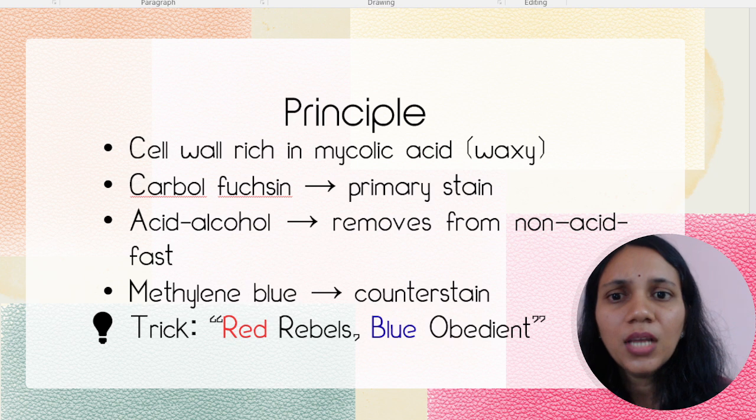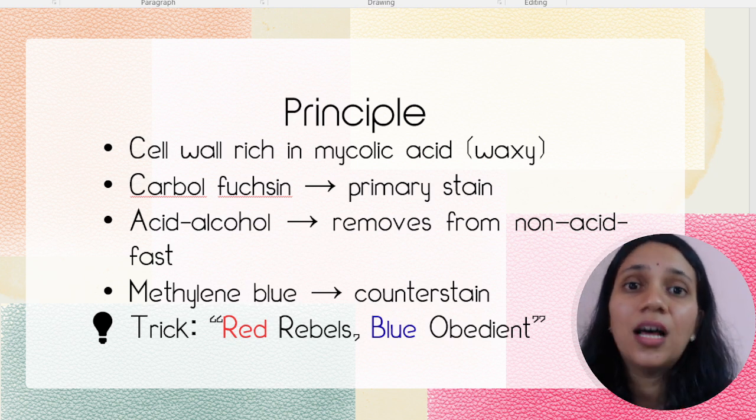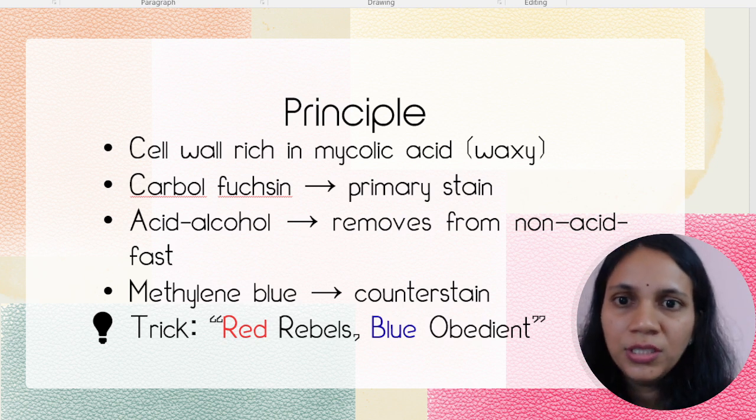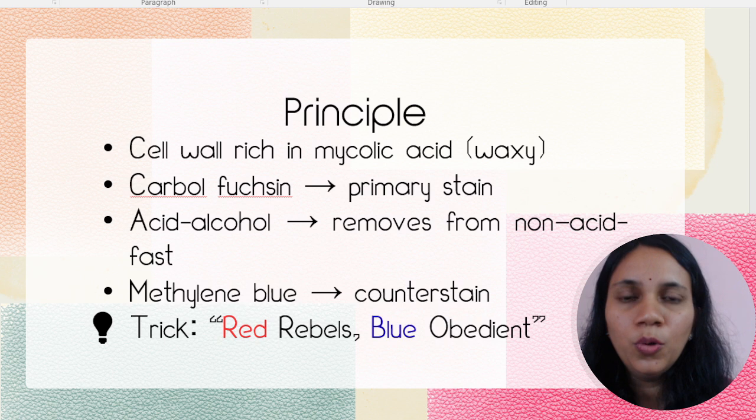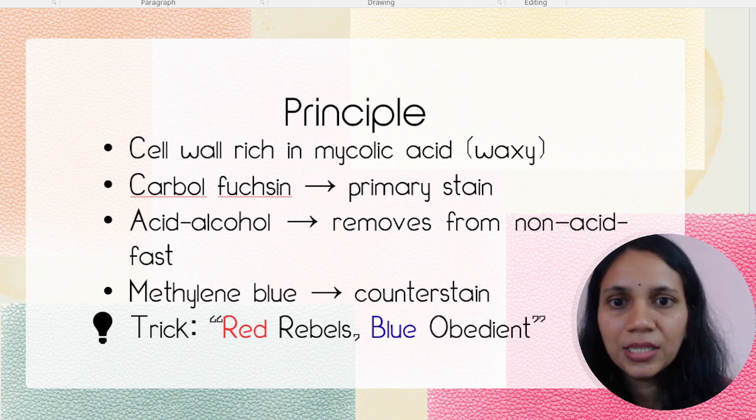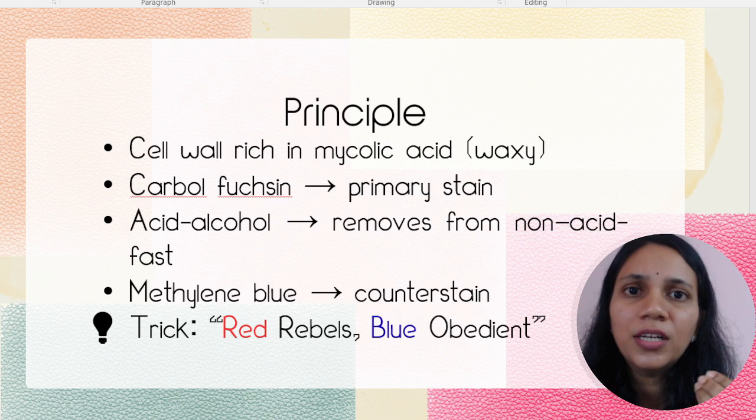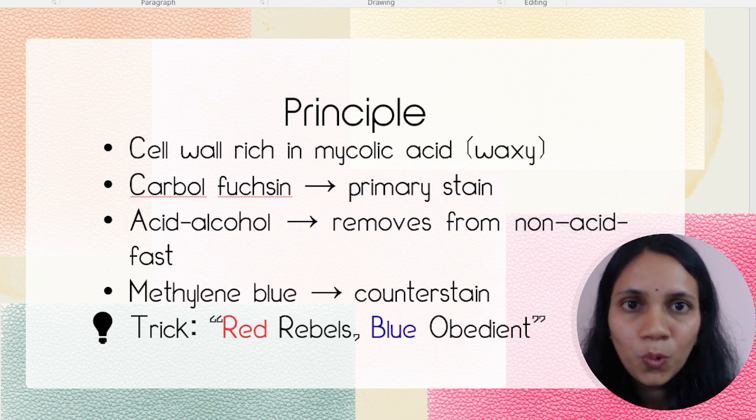And when it is treated with acid alcohol, the non-acid fast bacteria lose the red color of carbol fuchsin. And when we are using the counter stain like methylene blue, they will take up the color of methylene blue. And hence this non-acid fast bacteria appear blue in color.